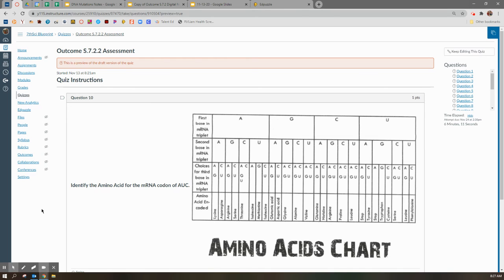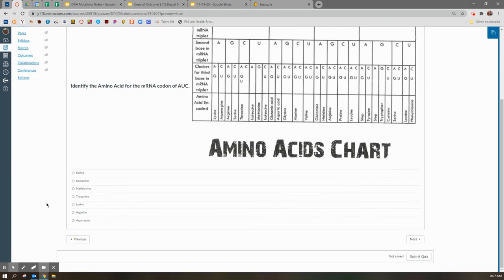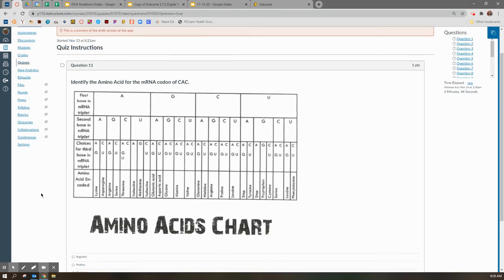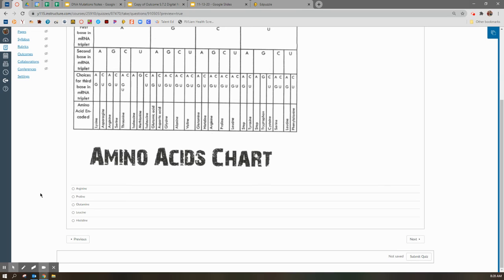Question 10. Identify the amino acid for the mRNA codon of AUC. Is AUC serine, isoleucine, methionine, threonine, lysine, arginine, or asparagine? Question 11. Identify the amino acid for the mRNA codon of CAC. Is CAC arginine, proline, glutamine, leucine, or histidine?